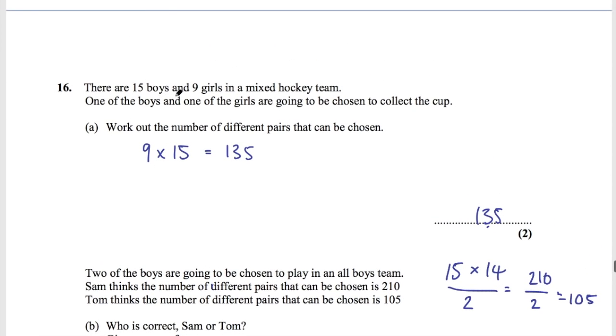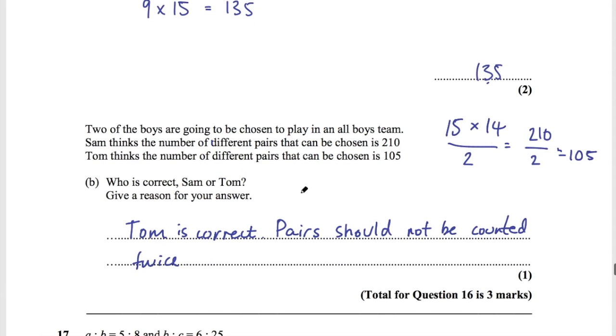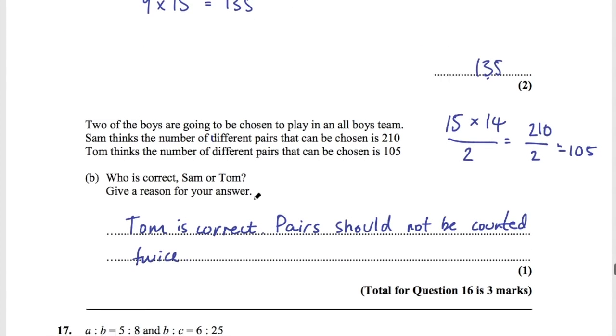as, well, for every boy you're picking, then you've got 9 girls. They're not in the same group. They're in 2 different groups. Whereas for part B, you're choosing out of the same group. So you actually have to divide that by 2.